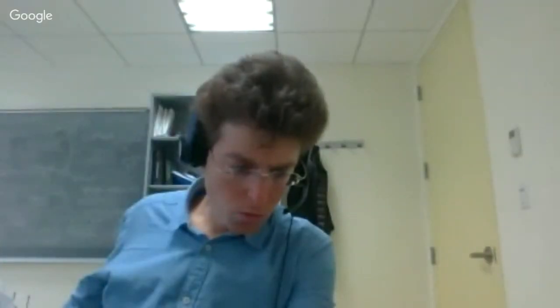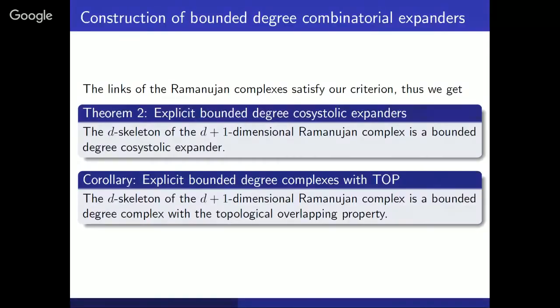Does it make sense? So in your criterion, I wanted the links to be co-boundary expanders, with some parameters. What do you mean? It's epsilon co-boundary expanders. If it's half, is it okay? Or are you only getting half?